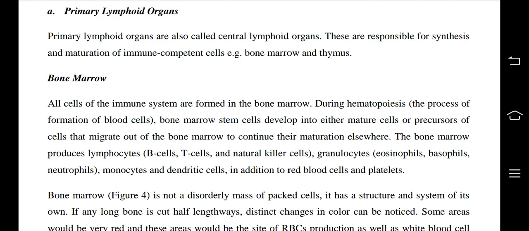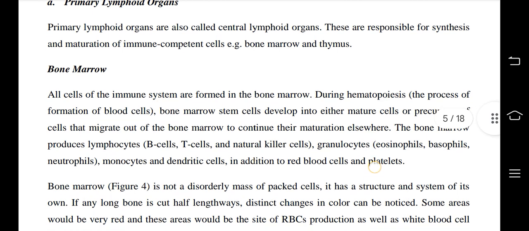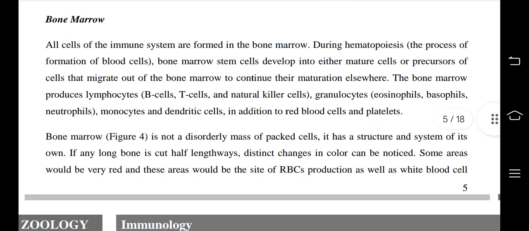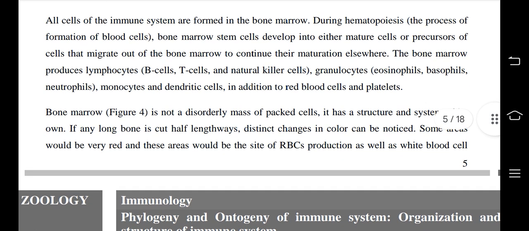During hematopoiesis, the process of formation of blood cells, bone marrow stem cells develop into either mature cells or precursors of cells that migrate out of the bone marrow to continue their maturation elsewhere. The bone marrow produces lymphocytes, B cells, T cells, and natural killer cells, granulocytes like eosinophils, basophil, neutrophil, monocyte, and dendritic cell, in addition to red blood cells and platelets.